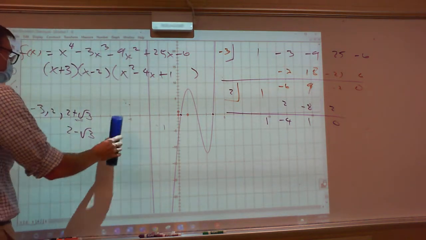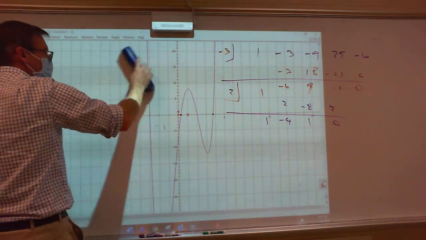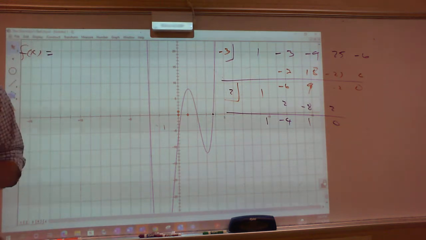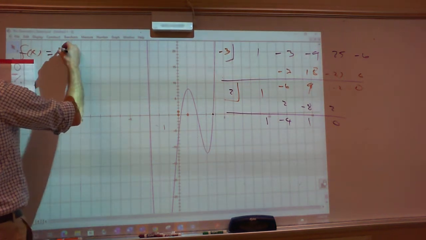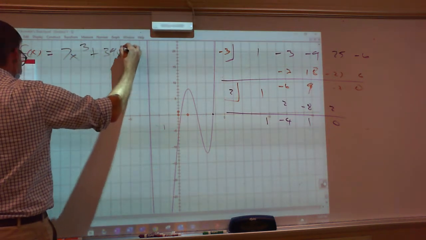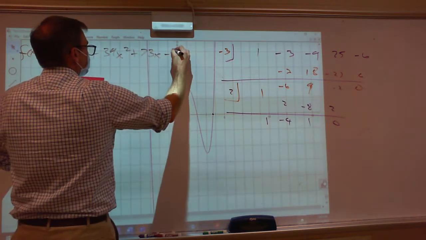All right, and now I've got my last example. The same one as the first. So here's the last example today. The last example is 7x cubed plus 39x squared plus 73x minus 39.